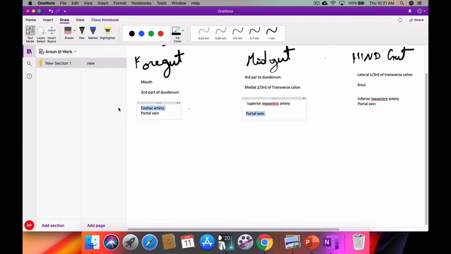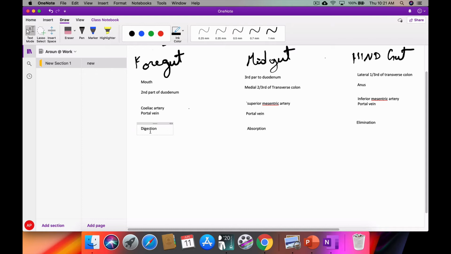Okay, now the main function of the foregut is digestion. The main function of the midgut is absorption. The main function of the hindgut is elimination. It eliminates the fecal matter. The midgut absorbs proteins, fats, carbohydrates, vitamins, everything. And the foregut's role is to break the food into simpler substances and prepare the food for absorption.